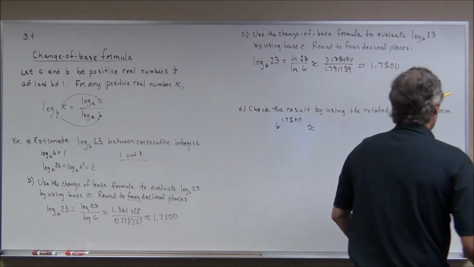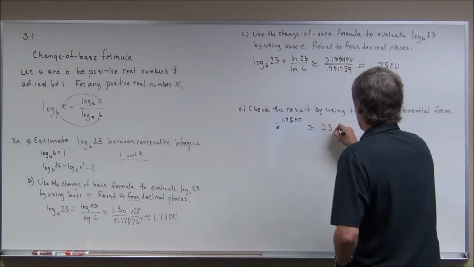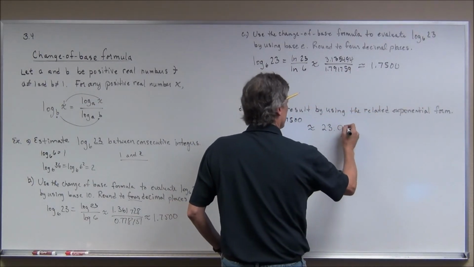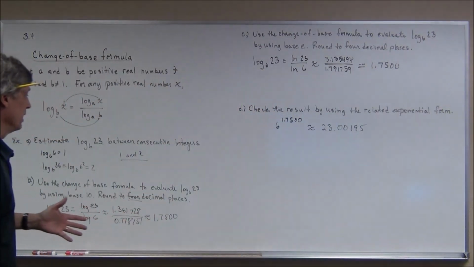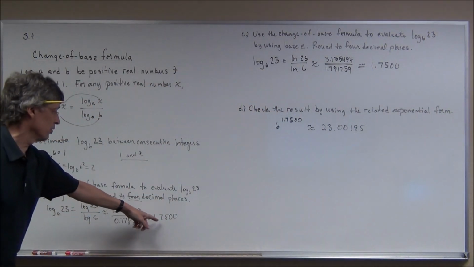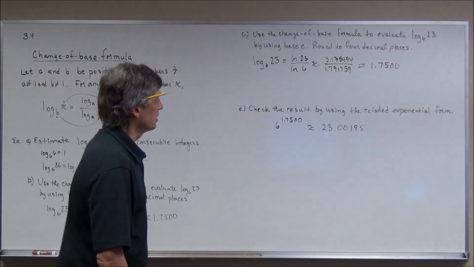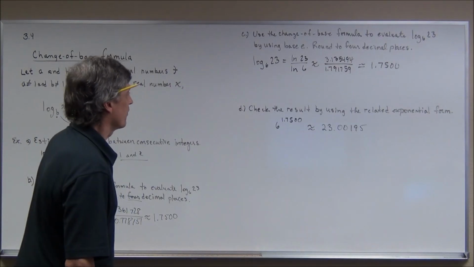Well, if you get Mr. Calculator out, you get 23.00195. And that is pretty close to 23. It's not exact, as this is not an exact answer, this is just an approximation. So this ends up close, as you can see, 0.00195 off of being exact.